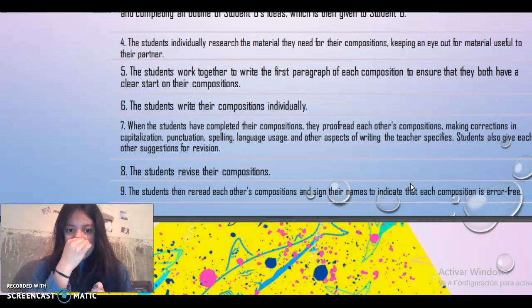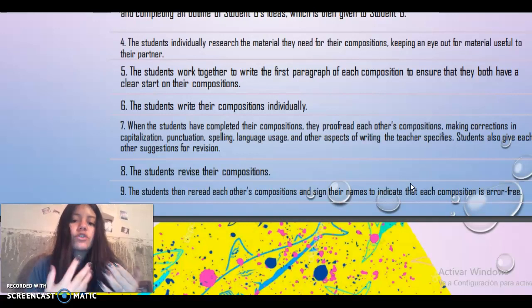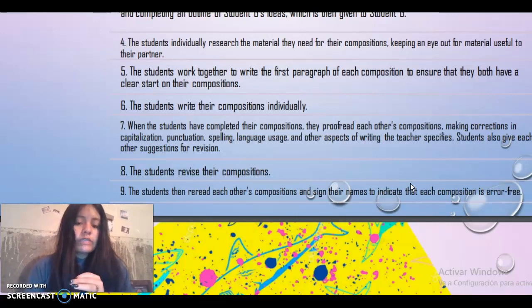Number 8, the students revise their compositions. And number 9, finally, the students reread each other's compositions and sign their names to indicate that their composition is error-free.